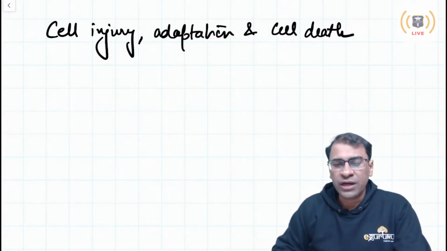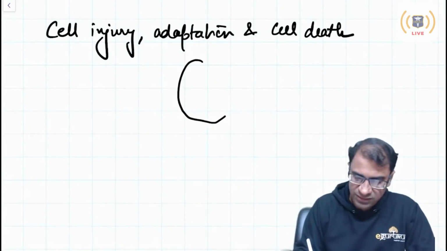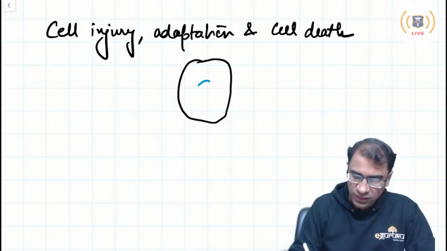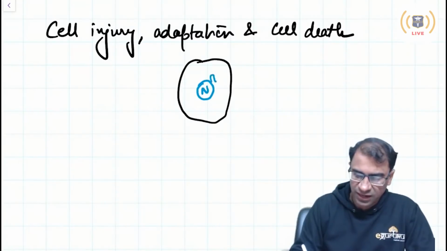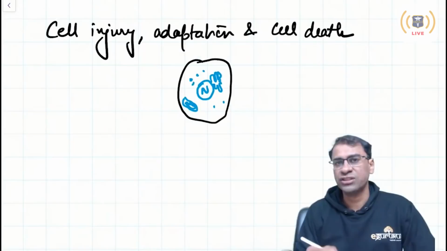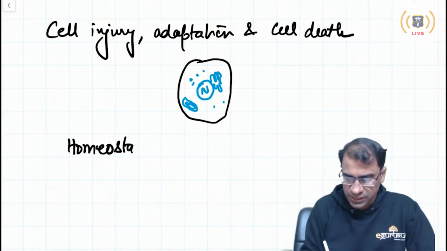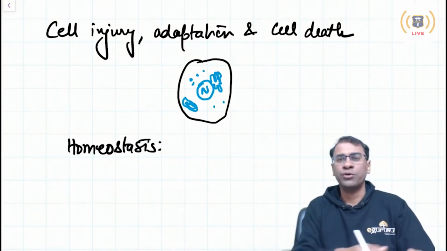Now we'll talk about the normal cell, and that normal state of a cell. Suppose this is a cell, guys. The cell has a nucleus and everything. There's a nucleus, there's an endoplasmic reticulum, and all those I just mentioned, the mitochondria, ribosomes, and everything here. So this state of a cell, when a cell is functioning normally, is referred to as homeostasis.